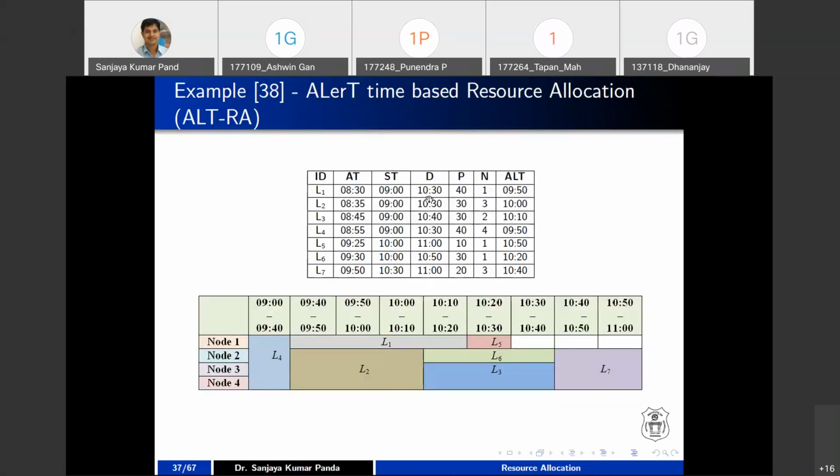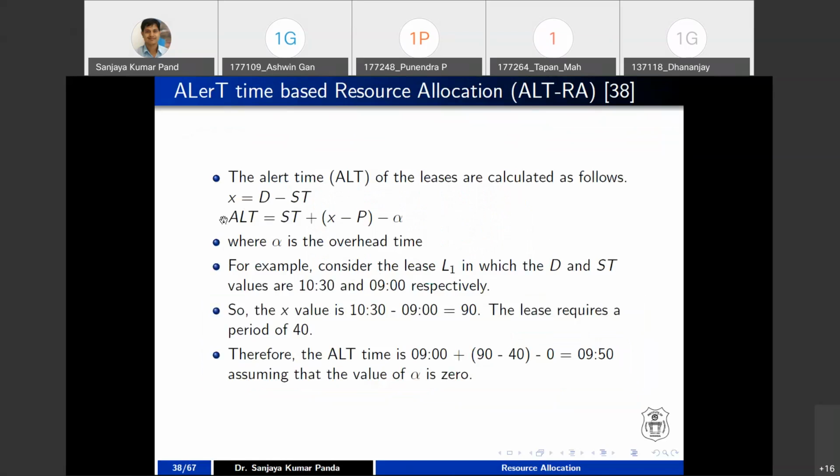That is nothing but format, right? So you can subtract these values. Once you subtract, you get the value as 90. Then, in order to calculate the alert time, what you have to do is write x, which is your 90 minus period. 90 minus period is 50.